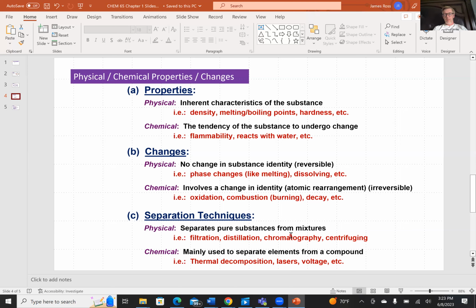Chromatography, we probably won't do in this course, but you might have heard of it. Chromatography is separation of colors.